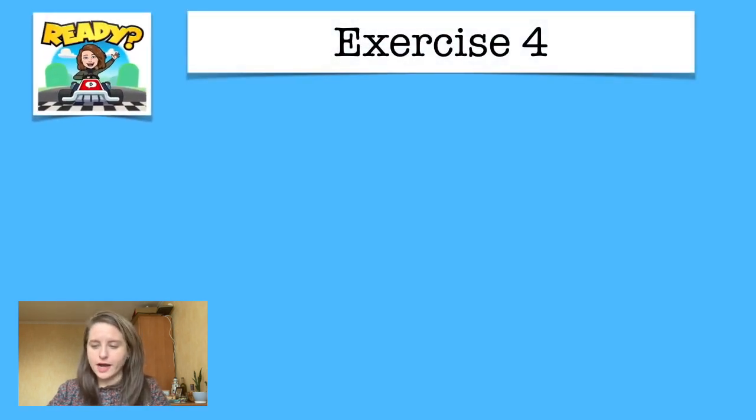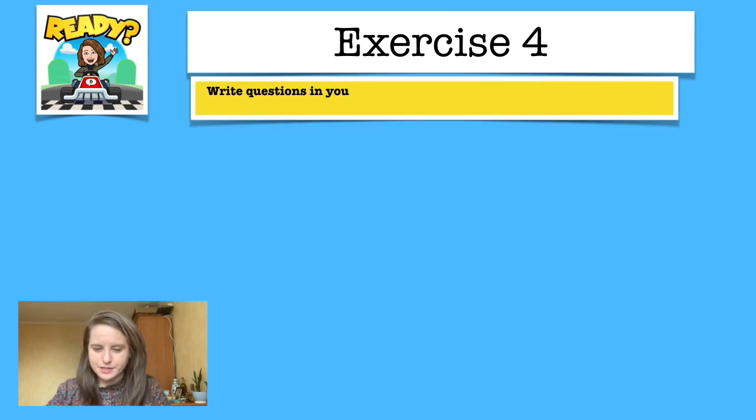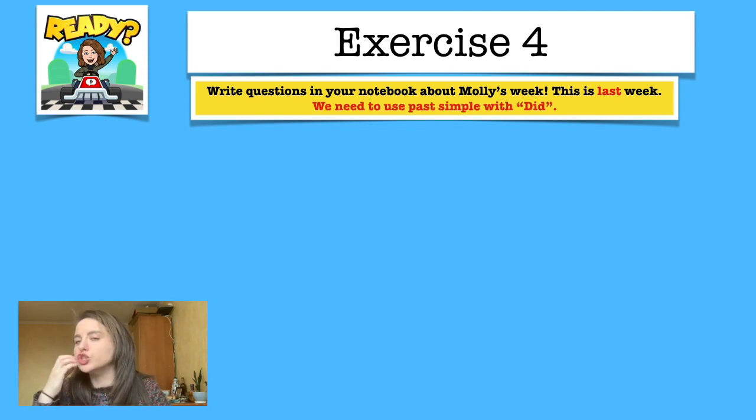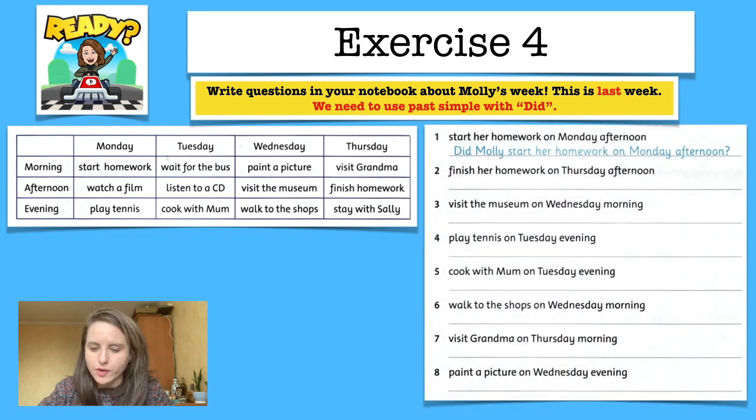Okay? So, I want you to write questions in your notebook about Molly's week. This is last week, okay? So, what do we need to use? We need to use past simple. So, we need to use did, okay? What did she do? Did she do this? Did she do that? Okay? Look at the chart, all right? So, it shows us what Molly did in the morning, the afternoon, and in the evening on these days last week.